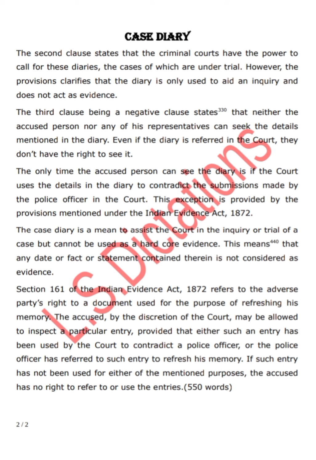which are under trial. However, the provision clarifies that the diary is only used to aid an inquiry and does not act as evidence. Para. The third clause, being a negative clause, states that neither the accused person nor any of his representatives can seek the details mentioned in the diary. Even if the diary is referred in a court, they don't have the right to see it.